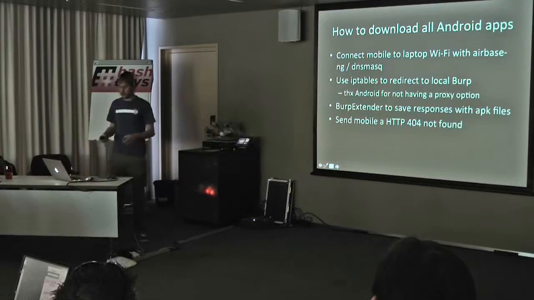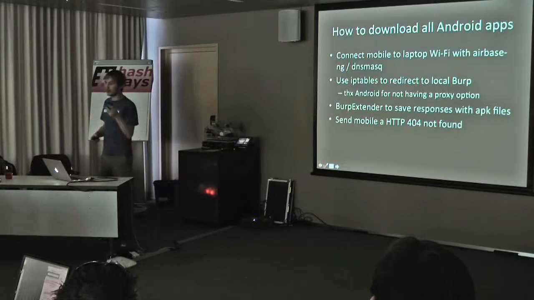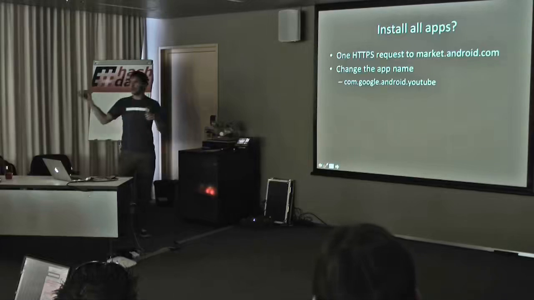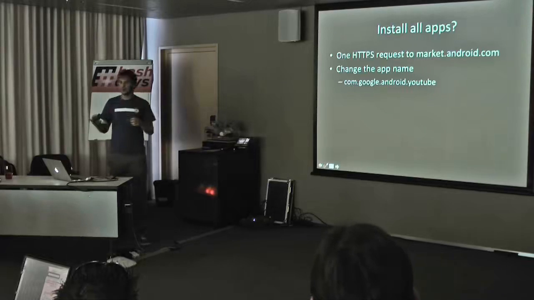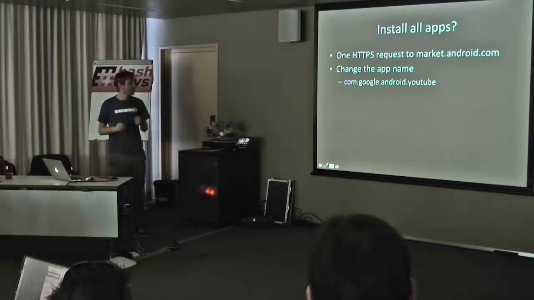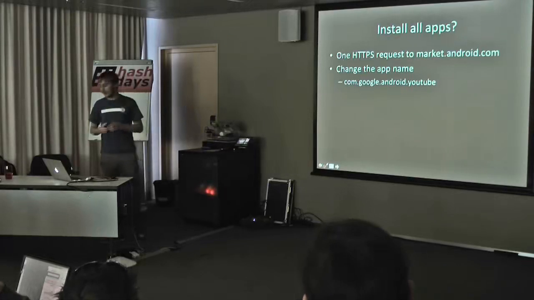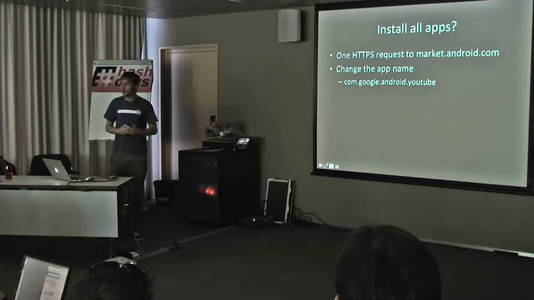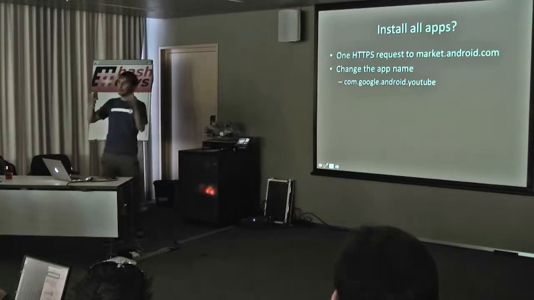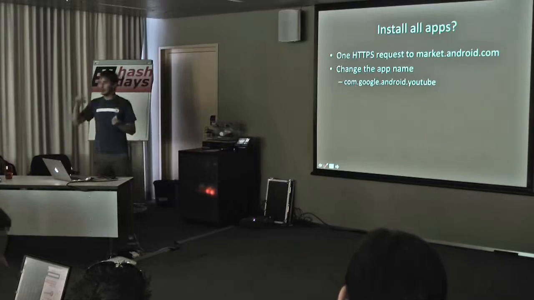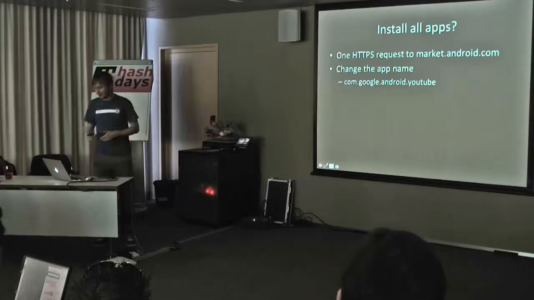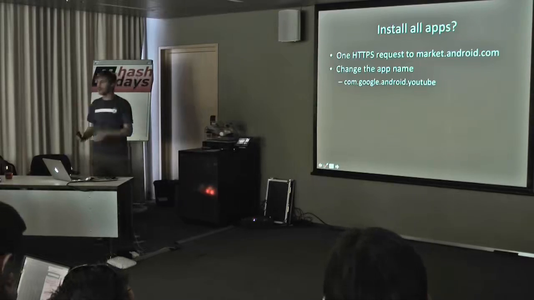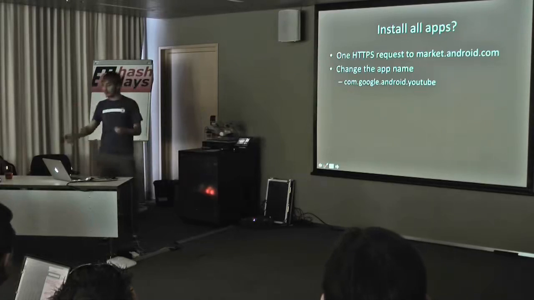Now the problem is I don't want to click every app on my mobile, right? So I had to find a way to say, Google, please install all the apps that are on the Android Market. And I found out that you just have to send one HTTP request to the Google Market website, and you just have to change the app name inside that request, and it will install that app. So now I had the problem: I know that I just have to send this request, but I have to find out all these app names, right?